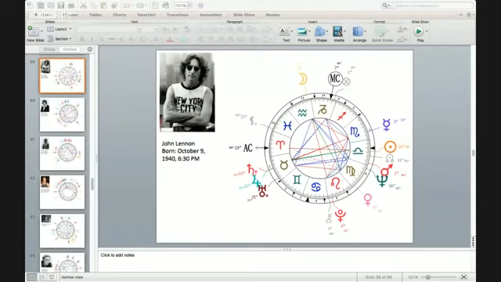And let's go back to John Lennon, and as you see, his ascendant is on the 19th degree of Aries. This has given him much, much fortune in his life. Okay? That's the degree of increasing fortune.